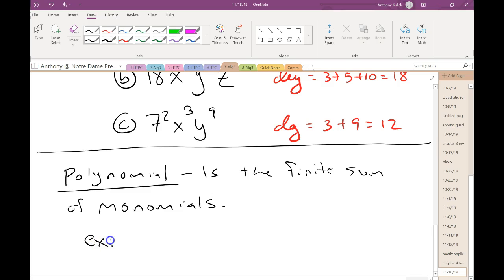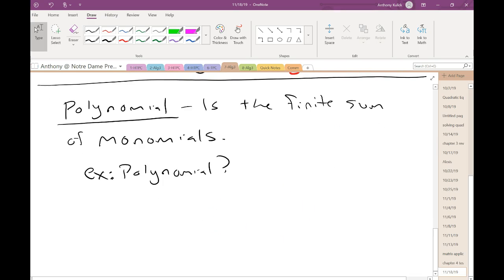So let's look at some examples. So we're going to decide whether these are polynomials or not. Sound good? Okay.